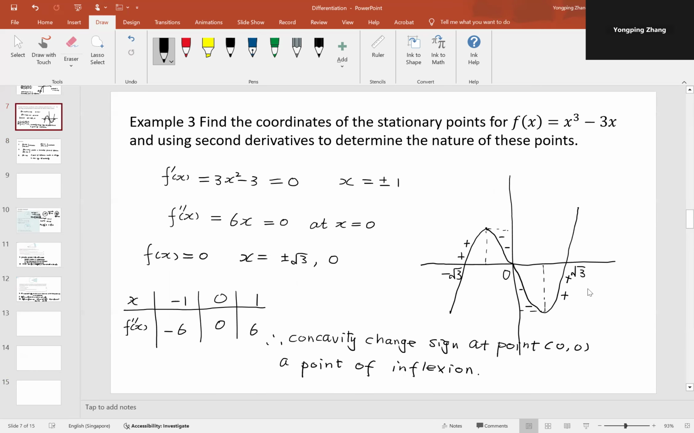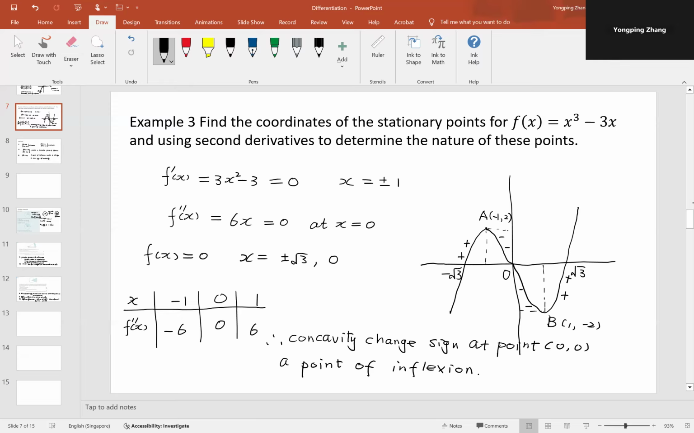Now we see example 3. Find the coordinates of the stationary points for the function. We can see that the first derivative equal to 0 gives points A and B. This point is (-1, 2) and this is (1, -2).